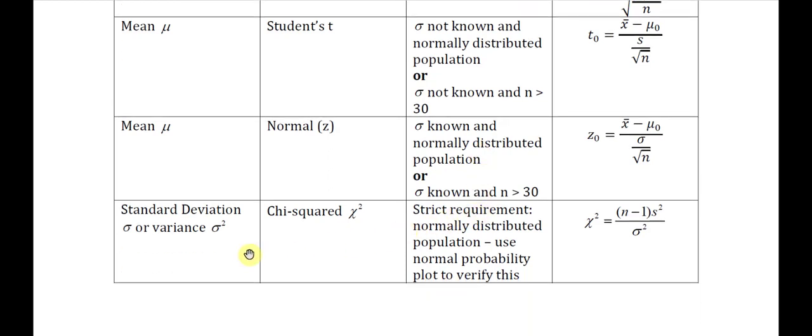And in the last case, when we are testing a claim for the standard deviation or the variance, we have to use the chi-square. Now this has stricter requirements. Make sure that the population has normally distributed data, or we can use the normal probability plot to verify this.